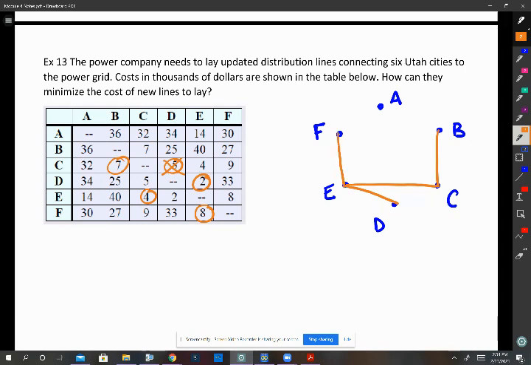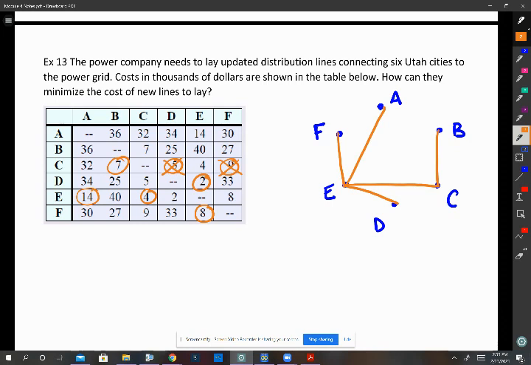And then our next smallest number is 9, which is C and F. And that would create a circuit. So we're not okay with that one. And then our next smallest number is 14, which connects E and A. And then we visited everybody. And so there's our spanning tree.